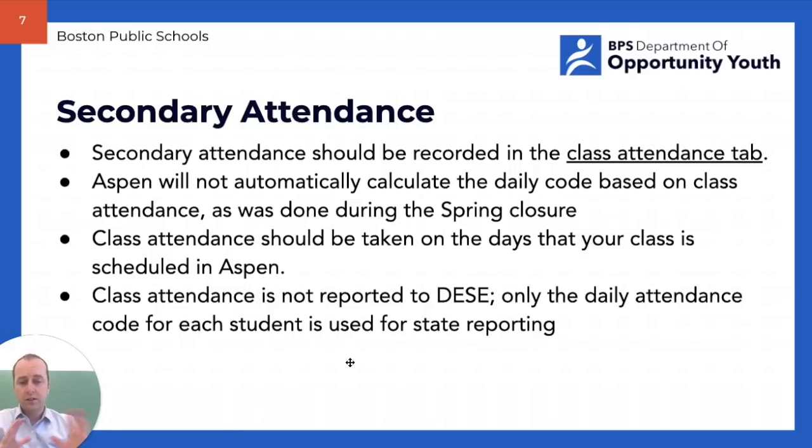So just to clarify what secondary attendance is going to be like, there will be a daily attendance code taken for each student during the day. Now, in some schools, that might be a standalone homeroom period. In some schools, that might be period 1 or period 2.